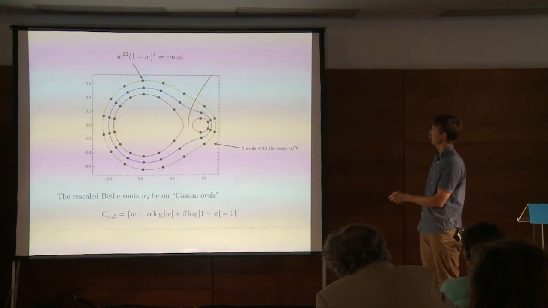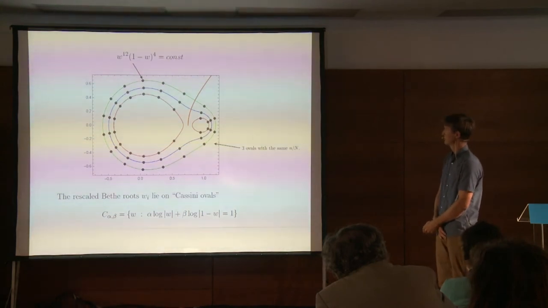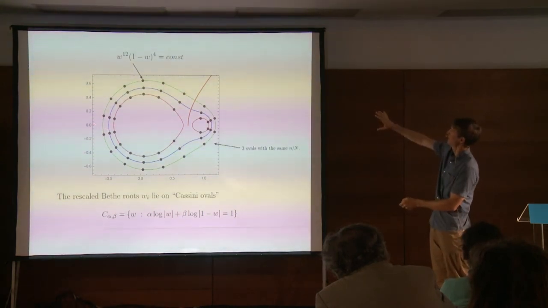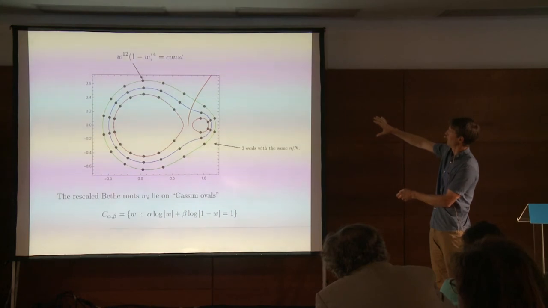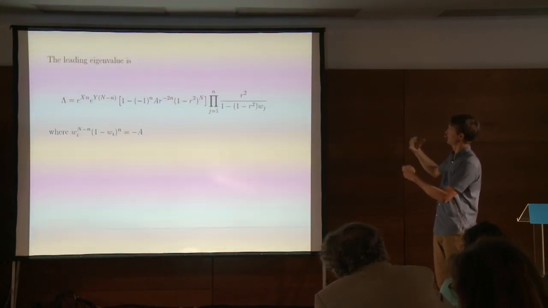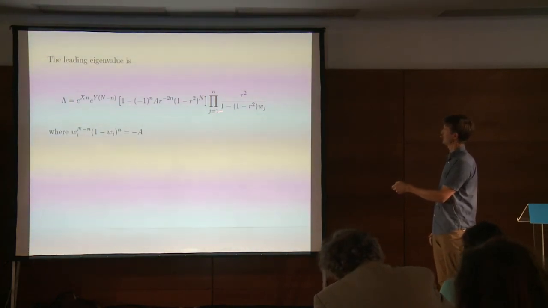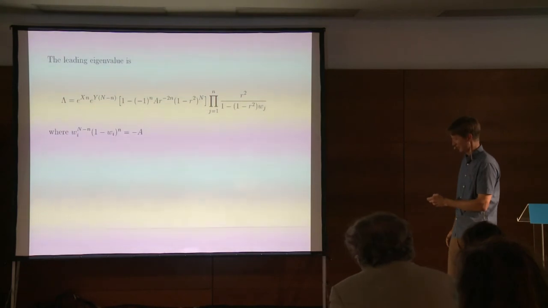And so this interesting merging property is going to be the source of an interesting phase transition in our model. Once we know what oval the curves lie on, it's fairly easy to then go back into the equations and solve for the leading eigenvalue. It looks complicated here, but it's really not so bad.